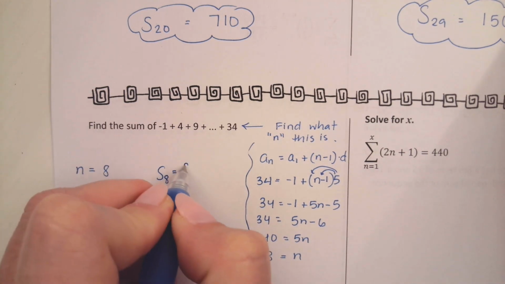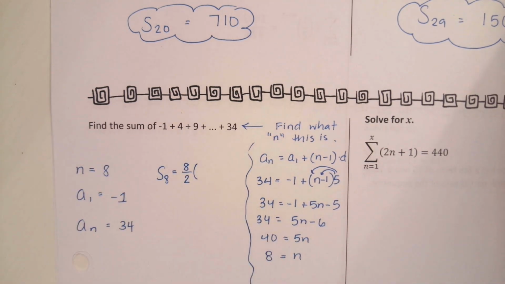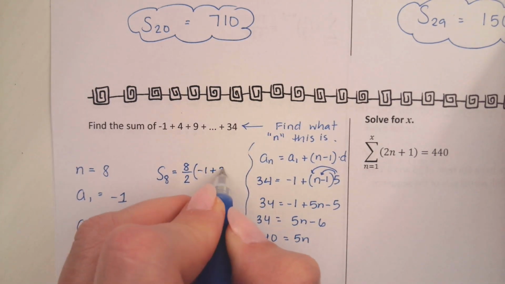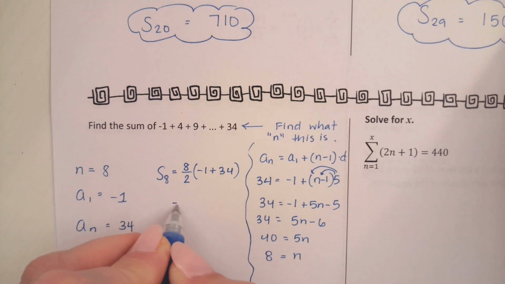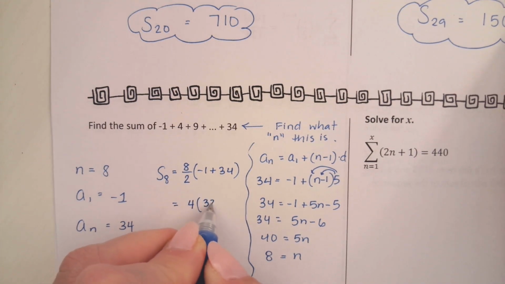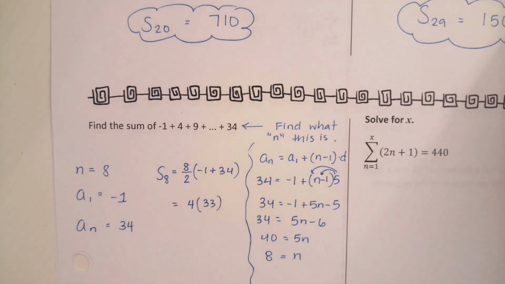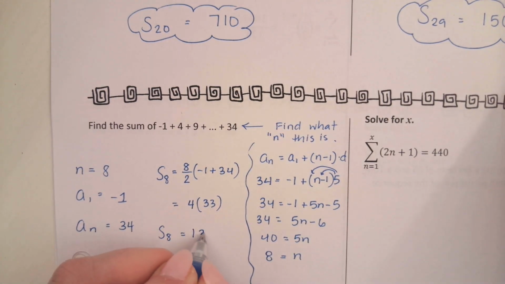Equals number of terms divided by 2 times the first plus the last. So negative 1 plus 34. So that would be 4 times 33, which means the sum of the first 8 numbers is 132. Good job.